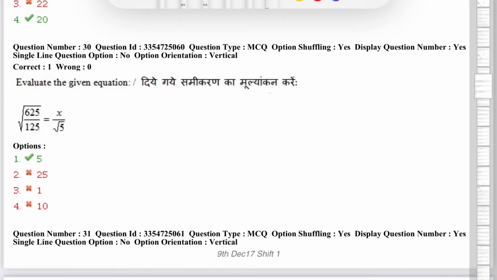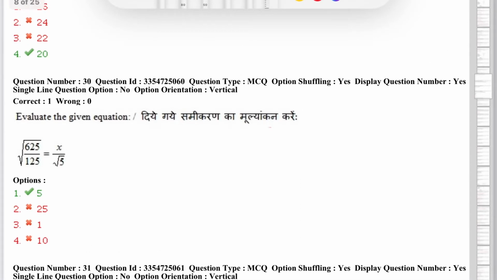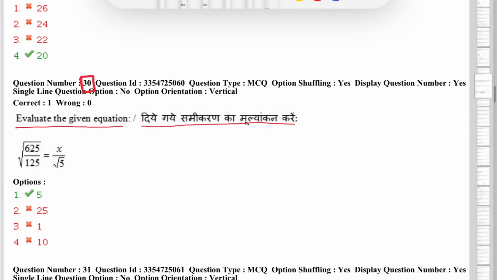And in the last video we solved 9 questions from the old Patwari question paper, MP government Vyapam, and today we'll continue from question number 30. The first question, question number 30, is: evaluate the given equation, दिए गए समीकरण का मूल्यांकन करें. If you are not able to see, I'll write it here for you.